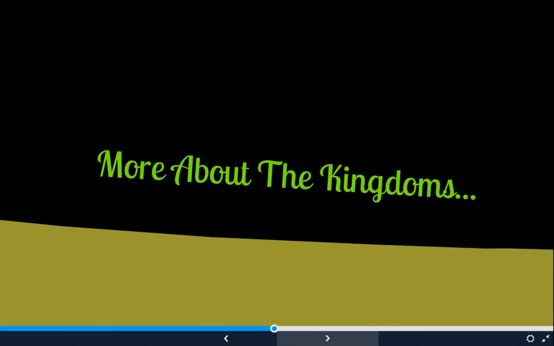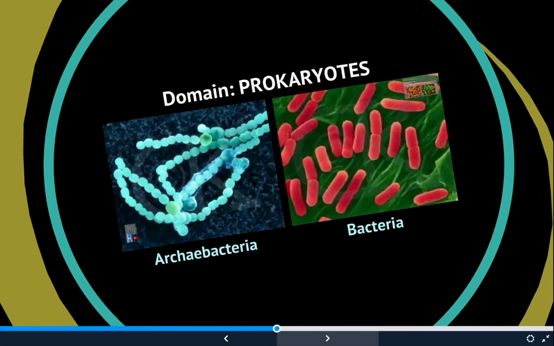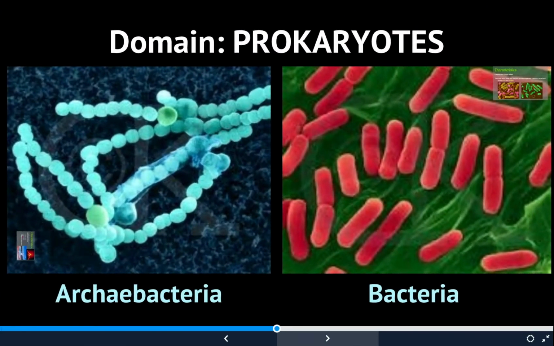More about the kingdoms. The domain for prokaryotes, there's 2. Part of the bay is bacteria and archaea. Both of these are prokaryotic. Pro rhymes with no. So they have no nucleus for their DNA and no membrane-bound organelles like mitochondria.